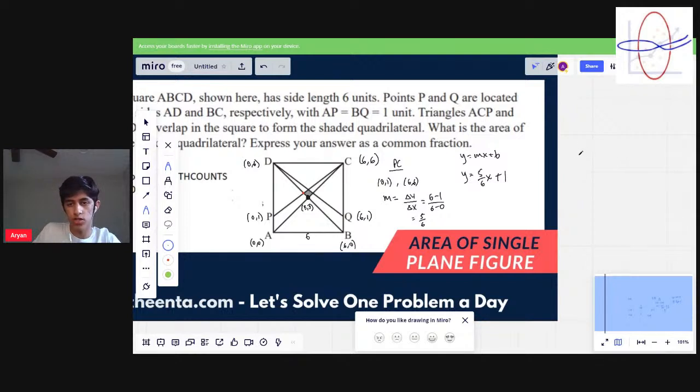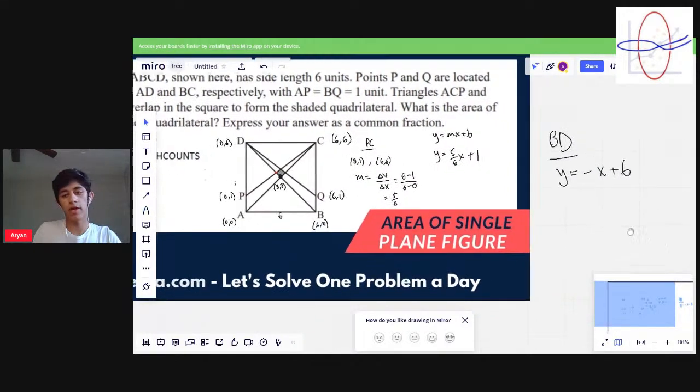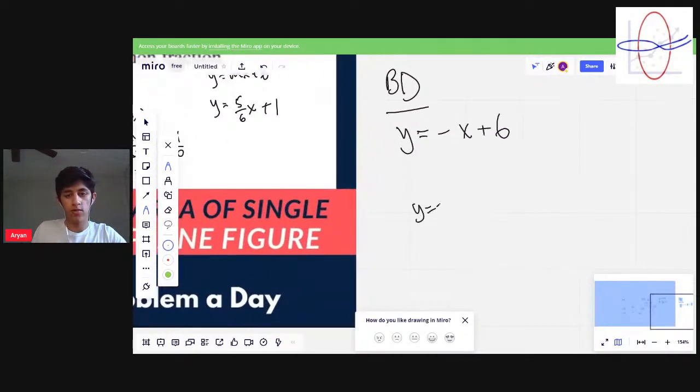So let's say we work on the side here, BD. So BD has a slope of -1 and a y-intercept of 6. So this would be our equation for BD. So now to find the point of intersection between the two lines, all we have to do is set the two equations equal to each other, right? So we basically just want to do y equals -x plus 6, and y is also going to be equal to 5/6 x plus 1.